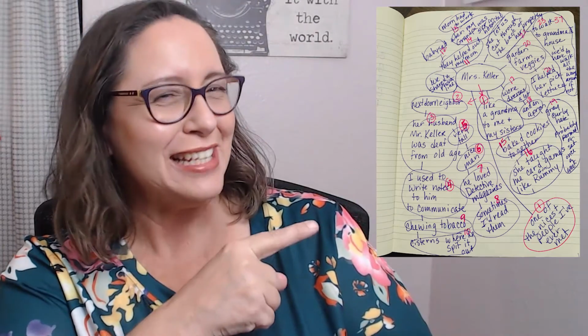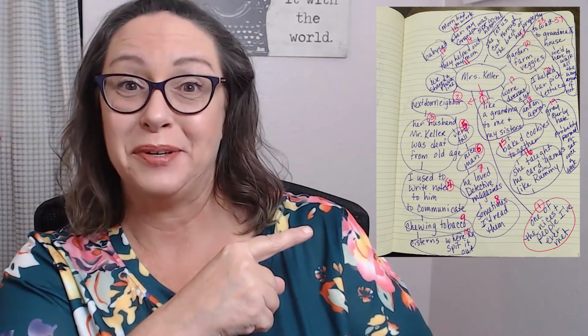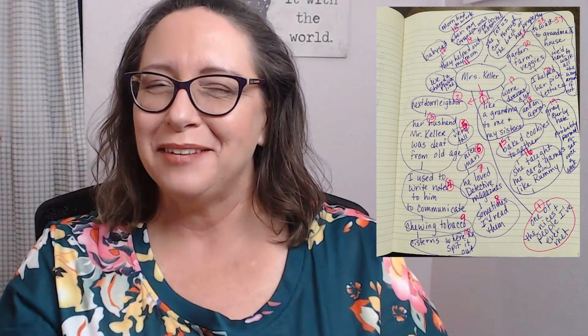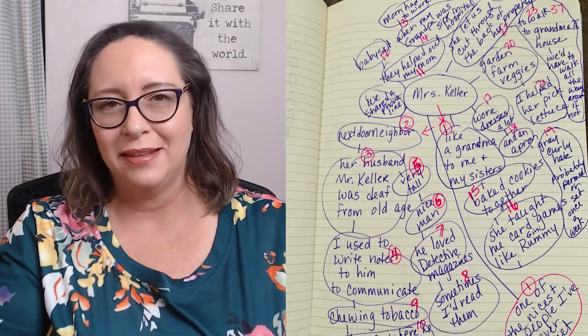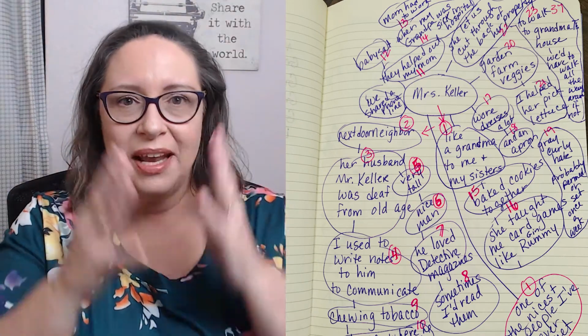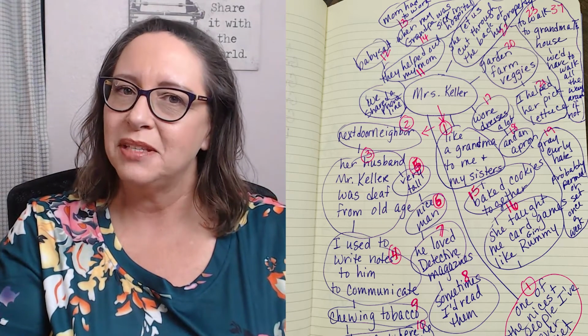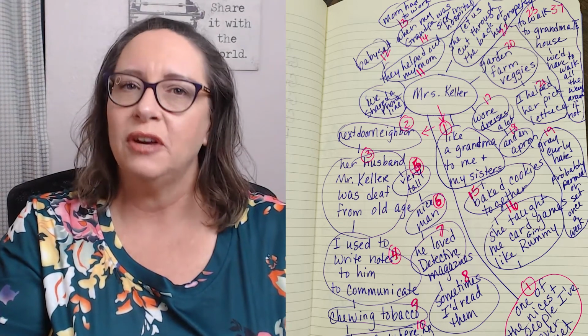See this crazy bunch of words and circles and numbers? It's the mind map that I created for Mrs. Keller, one of my all-time favorite people. Now, before I started mapping this out, I thought I really wouldn't have much to say about her husband, Mr. Keller, because he's a very quiet man.